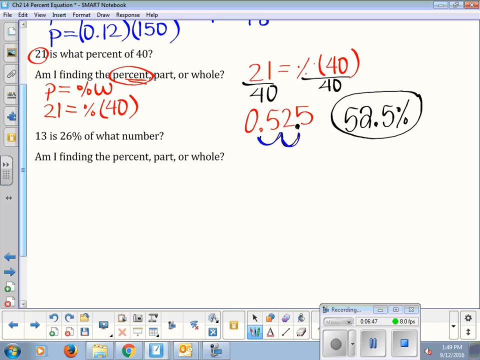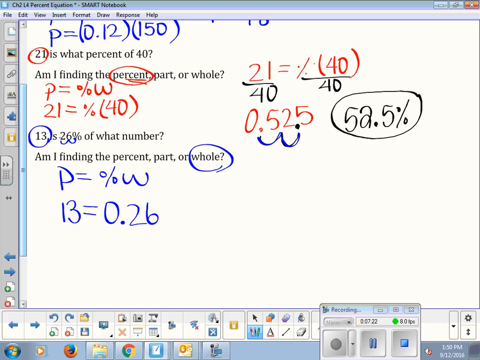And for our third example, 13 is 26% of what number? Are we finding the percent, part, or the whole? The whole. So what is our part? Our part we have is 13, and we're setting that equal to our percent, 26%. How do we write that as a decimal? Move the decimal over to the left and make 0.26, and we're multiplying that by our whole.